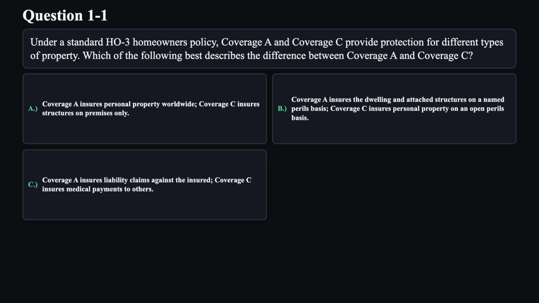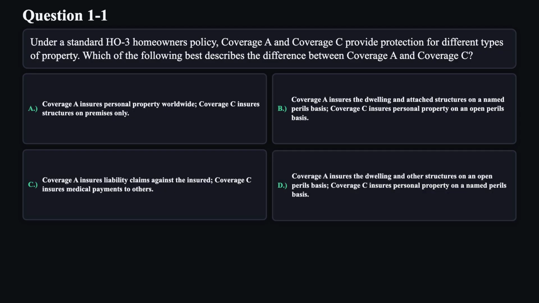C. Coverage A insures liability claims against the insured. Coverage C insures medical payments to others. D. Coverage A insures the dwelling and other structures on an open perils basis. Coverage C insures personal property on a named perils basis.